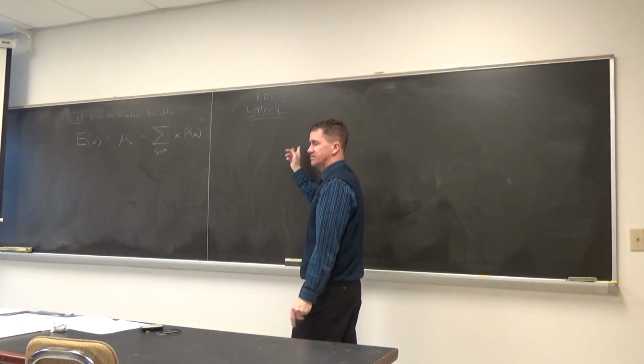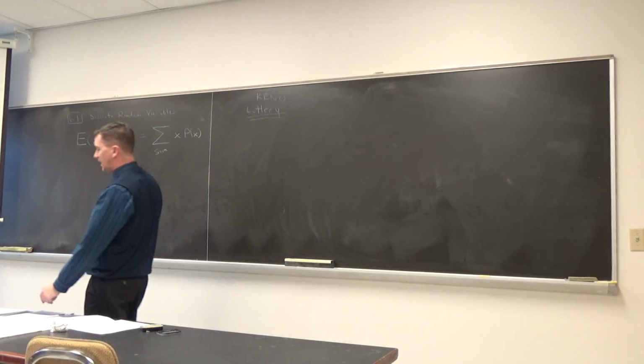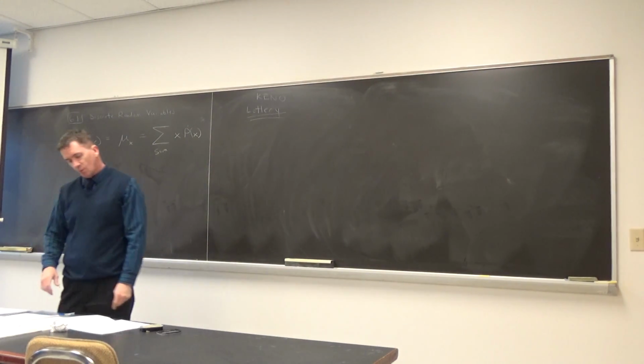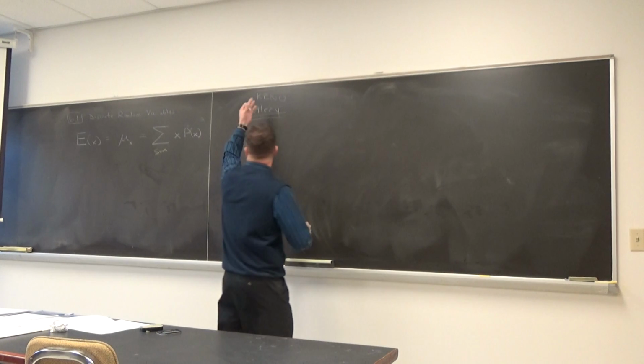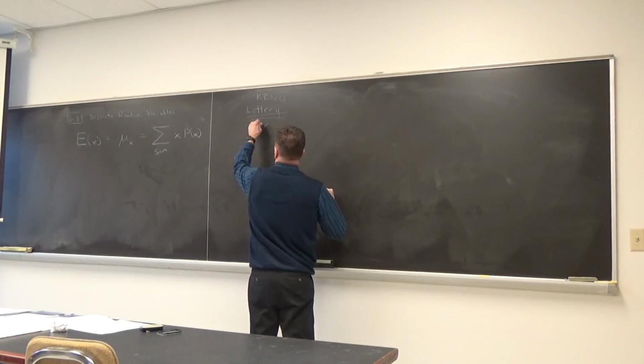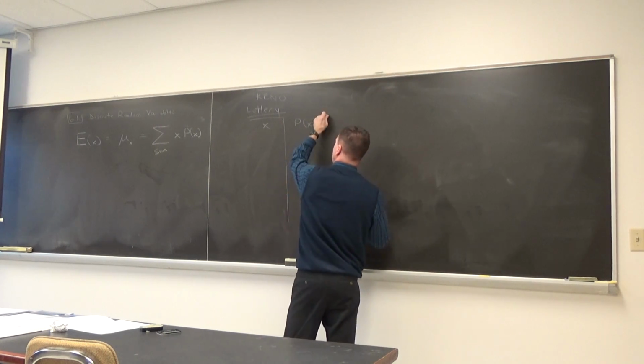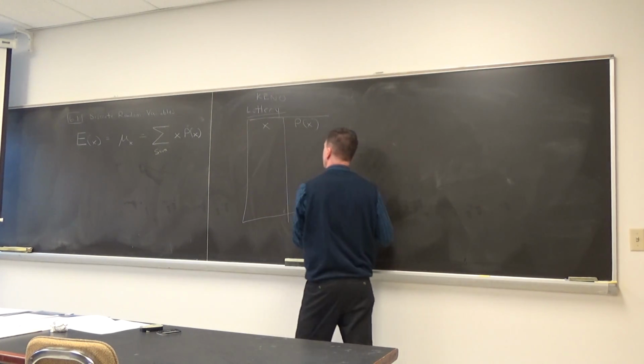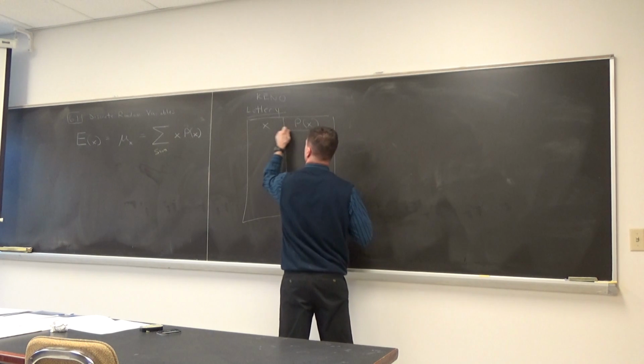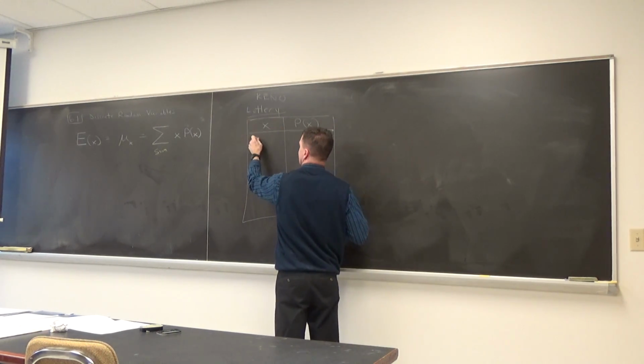So we're going to look at that, but they have different games. They have a 10-spot, 9-spot, 8-spot. We're going to look at the 4-spot game. So this is the 4-spot Keno lottery. It's a discrete probability distribution. And this is going to be mine.